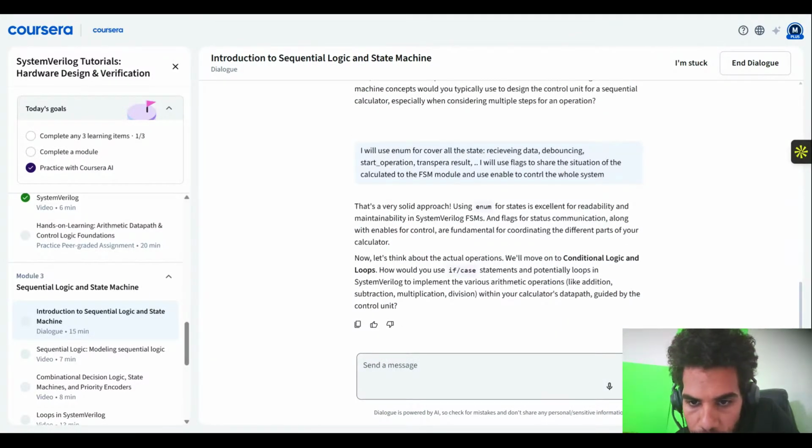This very solid approach, using an enum for state, is excellent for readability and maintainability in a SystemVerilog finite state machine. And the flags for status communication along with enable for control are fundamental for good design. Now let's think about the actual operation. We will move on to conditional logic and loops. How would you use if and case statements and potentially loops in SystemVerilog to implement the various arithmetic operations within your calculator data path, guided by the control unit?